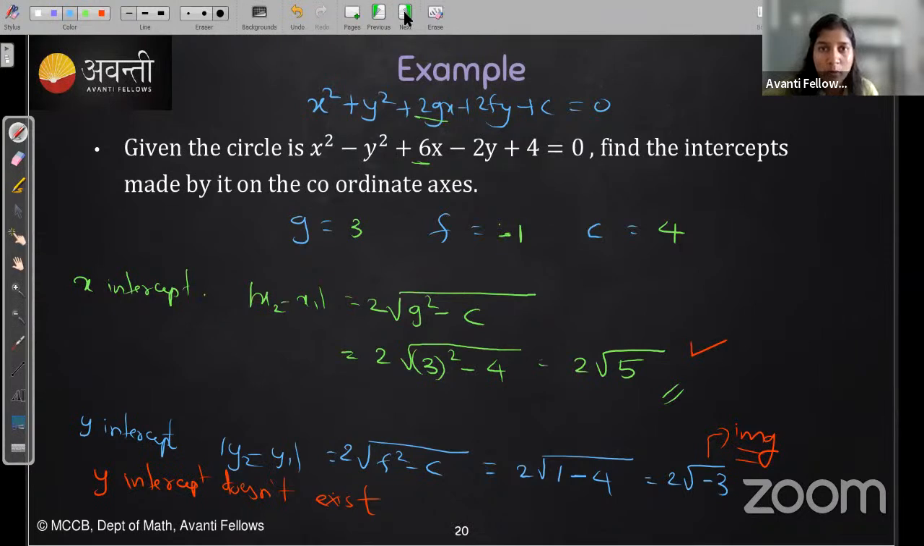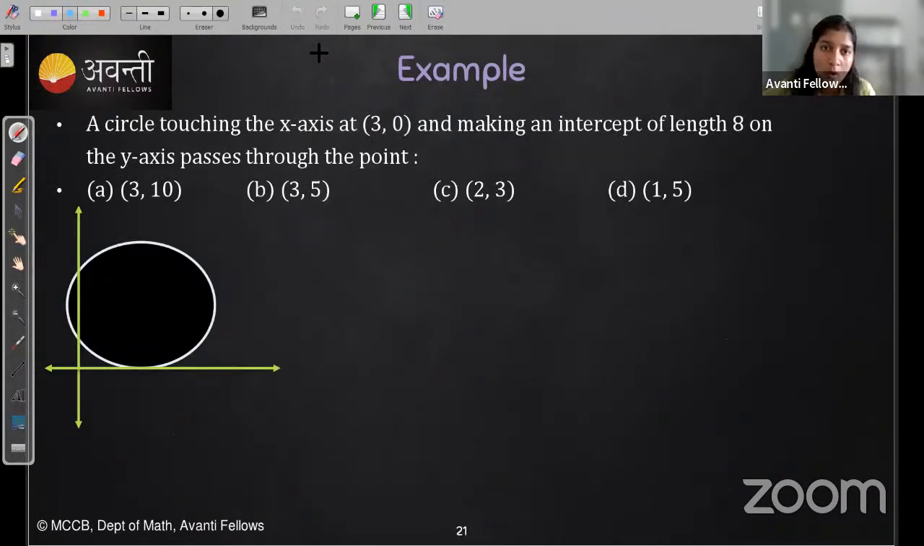So this is the homework example. Take a screenshot of this. This question is for homework. And in the next class, we will see what happens when this circle intersects with a line, what the conditions are, and what the condition for tangency is, family of circles, so many things.